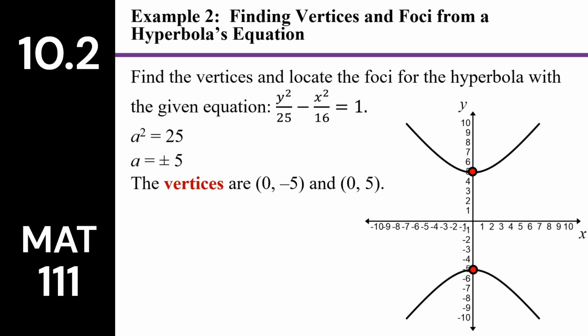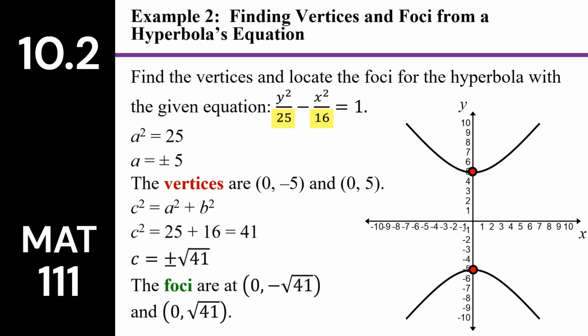To locate the foci, we need to find c. We use c squared equals a squared plus b squared with a squared of 25 and b squared of 16. Those add to 41, so c is the square root of 41, giving foci that are approximately 6.4 units up and 6.4 units down from the origin.